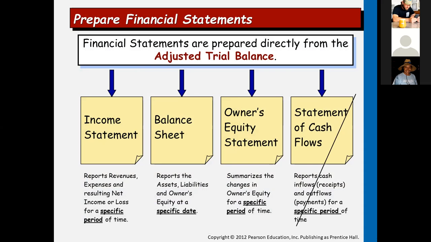For this point in the course, we're not going to hold you responsible for the statement of cash flow because it's a very complicated statement to prepare and understand. We will cover that in the last chapter of this class, chapter 12. And I'm actually going to give you 2 weeks to work on the cash flow statement because it is so complicated. But you should be familiar with the first three statements.